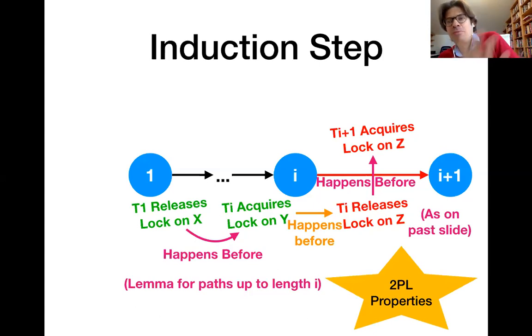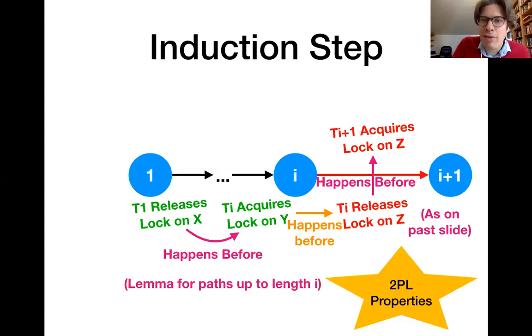Now I have here a happens-before chain of events, and taken together, that means again that transaction 1 on that path releases a lock on X before transaction I plus 1 on that path acquires a lock on Z. And this concludes the induction step. So by applying this recursively, I can essentially expand the lemma to paths of infinite length. And therefore, I know that if I have a path in a conflict graph from one transaction to the other one, the first transaction must release a lock before the last transaction acquires a lock.